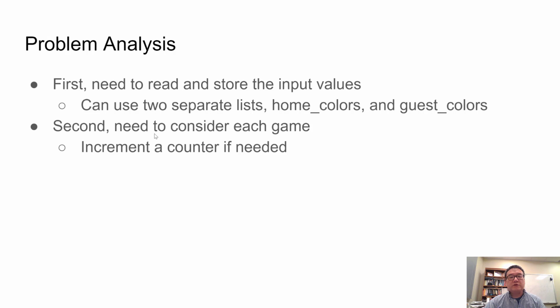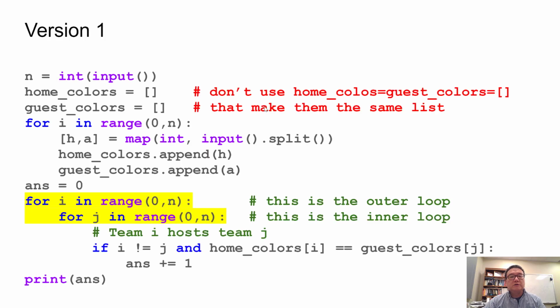And second, we just need to consider every game. We go through every game and check whether the home team's home color is the same as the guest team's guest color, in which case we increment the counter. That's pretty much it. Reading this input is, I guess, the first time we encounter the case where we need to use two lists to store the information.